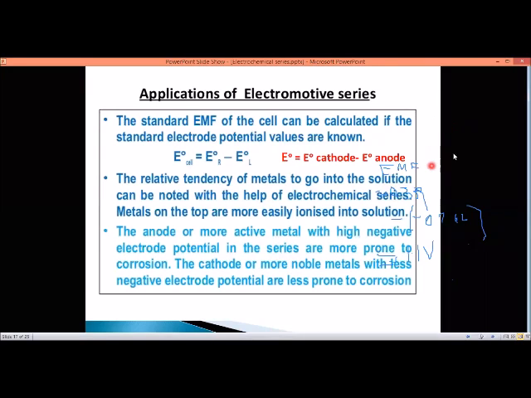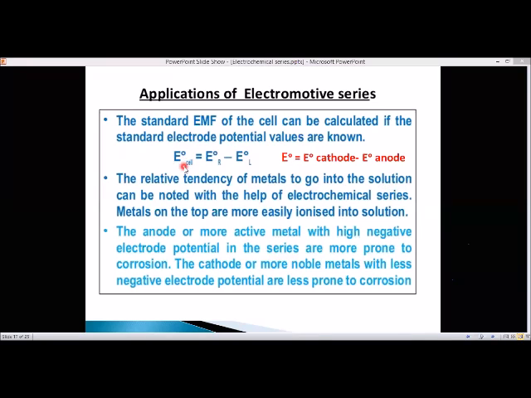So the first application, what I wrote just now, is E naught of the cell is equal to E naught of right hand side minus E naught of left hand side. What is E naught of right hand side? In your galvanic cell, it is the one towards the right hand side. Right hand side is always the cathode and the left hand side is always the anode. So that will be E naught of cathode minus E naught of anode. Here the cathode was copper and zinc was the anode. So copper's value was 0.34 minus of minus 0.76. So that came out to be 1.1 volt.